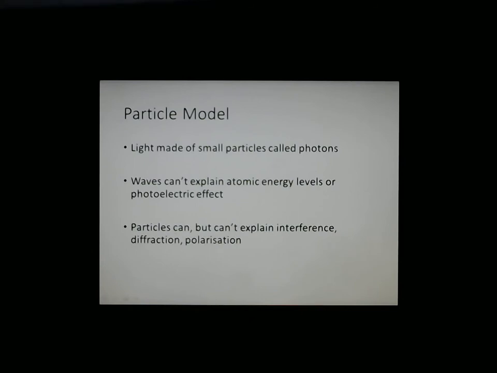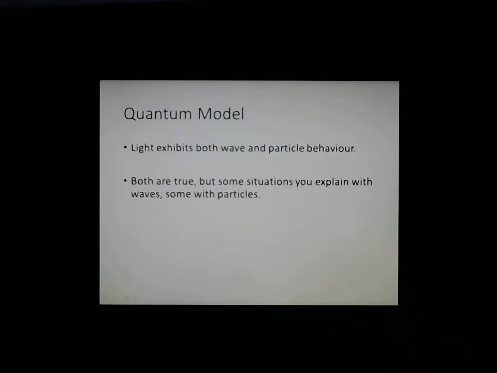So the wave model can explain some things, but couldn't explain these two things, atomic energy levels and photoelectric effect. The particle model can explain those two things and could explain a couple of things like reflection, refraction. Particles can deal with that, not a problem. But these ones, interference, diffraction, and polarization, no, it can't handle that. So this led to the development of what's called the quantum model. Now we'll deal with quantum theory a little bit later on. This is not explaining it yet.